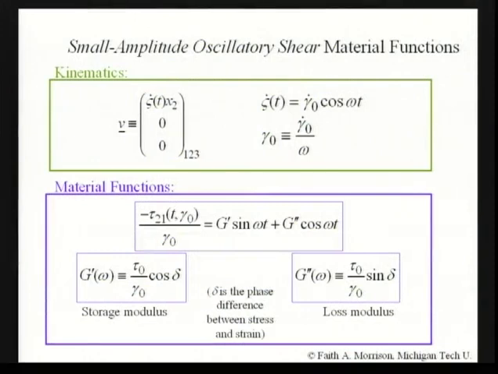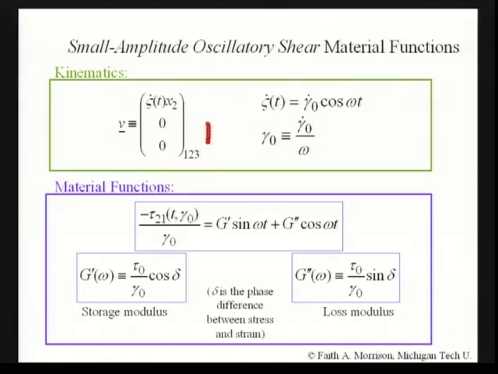So as I said before, all of my material functions have a slide that looks like this. And they define the kinematics, meaning they define what is the velocity field you impose on the sample. And then there are material functions defined that are based on the stress measurements in that flow. So here we have shear flow again. This is the exact same vector every time. It's always the shear flow vector.